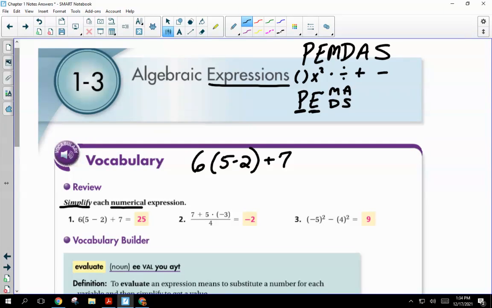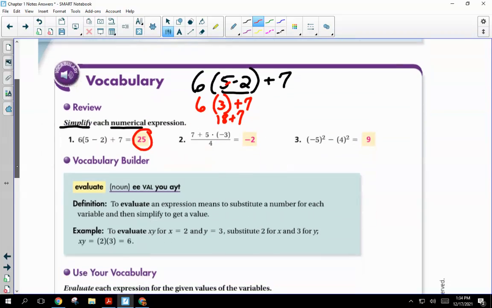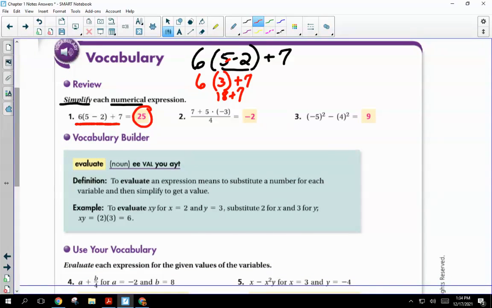So this is for expressions. Right here we have 6(5 minus 2) plus 7. So what we're supposed to do is inside the parentheses first. 5 minus 2 is 3. What is 6 times 3 now? Because the multiplication comes before the addition. 6 times 3 is 18. 18 plus 7 is 25. Again, you could probably do this on your calculator and get an answer. In the real world, which we're trying to get you ready for, you can use a calculator. So I'm okay with using a calculator for everything.